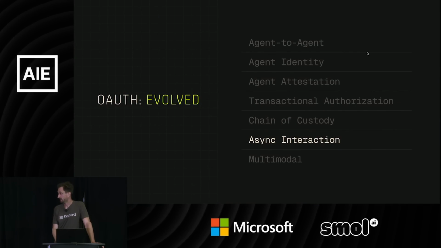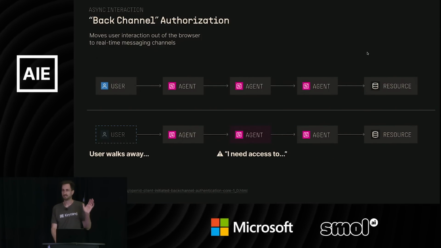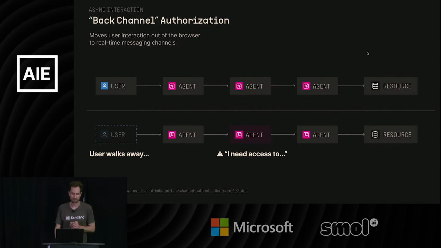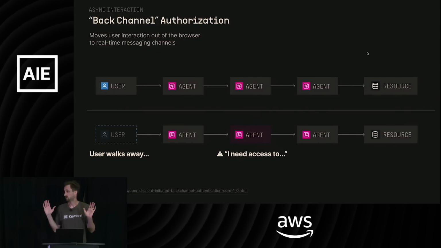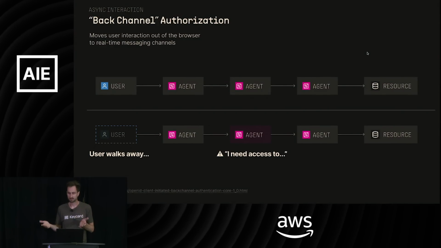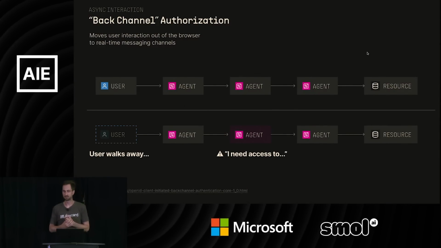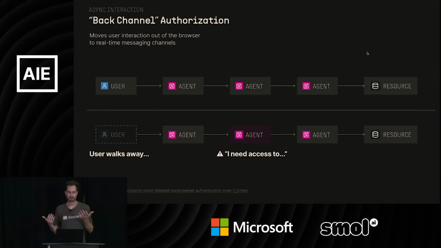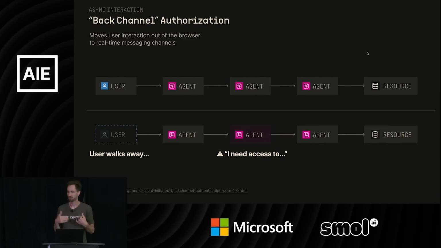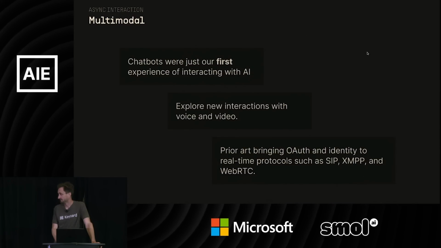Finally, async interaction. I think one of the key things to look at here is that OAuth typically assumes a user is sitting in front of a browser and relatively static. But as we kick off flows, users might walk away and agents do work in the background. They're going to need a way to reach out to the user and say, hey, I need a bit more access than I've been permissioned. How do we think about bringing more real-time interactions via channels like SMS or push notifications rather than just browser-based flows? And then a hot topic today.